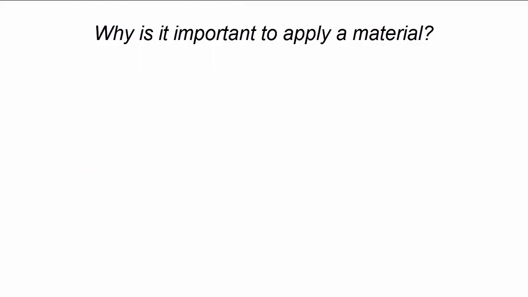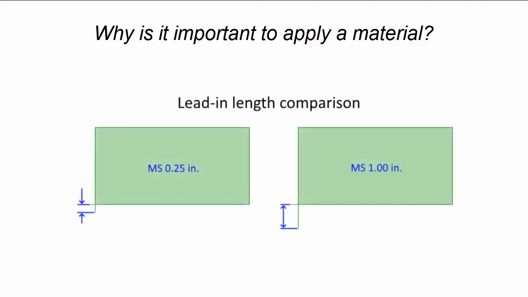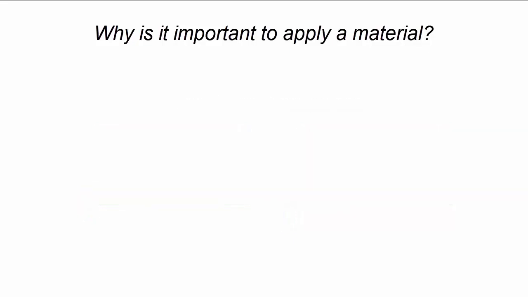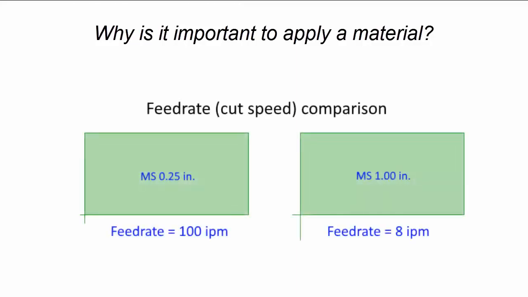So one example of this is leads. As material gets thicker, the lead-in length tends to get longer. So the pierce is more violent with more top spatter, and it needs to be further away from the profile that you're leading into. Another example might be feed rate. So feed rate tends to differ based on thickness. Thicker material may require a slower feed rate in order to achieve a good quality cut.